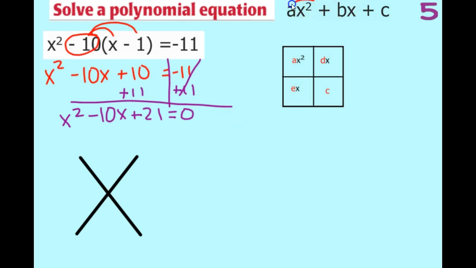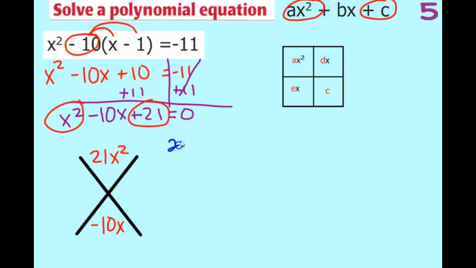So I'm going to multiply my first and my last term to get what goes in the top. So x squared times 21 is 21x squared. The bottom is our middle term, negative 10x. And we just did one similar to this. Multiples of 21 are 21 and 1 and 3 and 7. So it must be 3 and 7. 3x, 7x. But we need to add to get a negative, so they both must be negatives. Two negatives will multiply to make a positive.